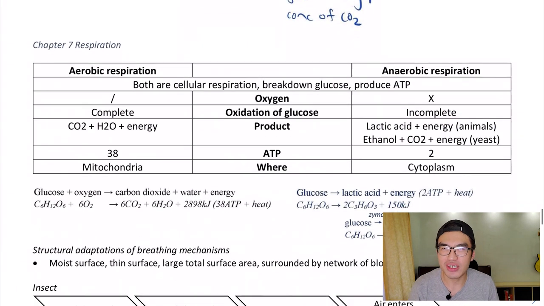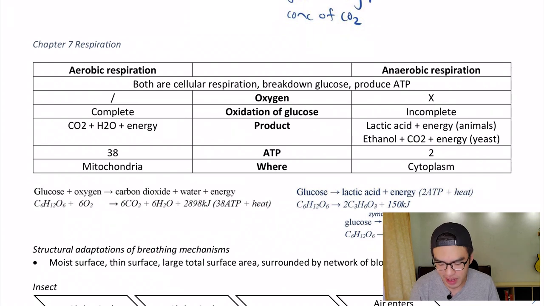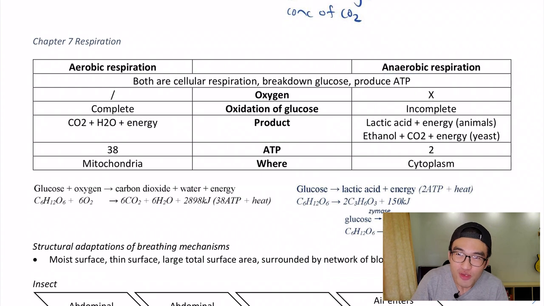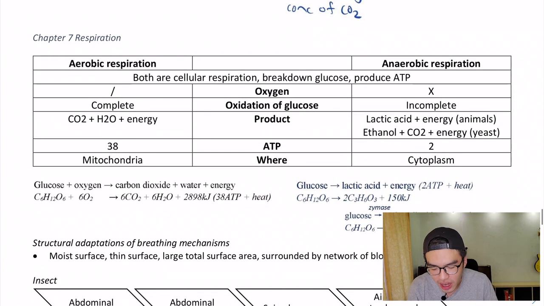Chapter 7, respiration. This I will say is one of the easy chapters. Alright, so you have aerobic respiration. Aerobic means with air. Okay, you know you do aerobic exercises, means you are breathing in air. And anaerobic is when you sprint, when you run, you're running out of air. Okay, so that is your anaerobic respiration. So both are cellular respiration, both they break down glucose, both they will produce ATP. But what's the difference? Oxygen, no and yes. Oxidation of glucose, complete, incomplete. That's why aerobic, they produce a lot of energy. Okay, complete oxidation, you get CO2, H2O and energy.